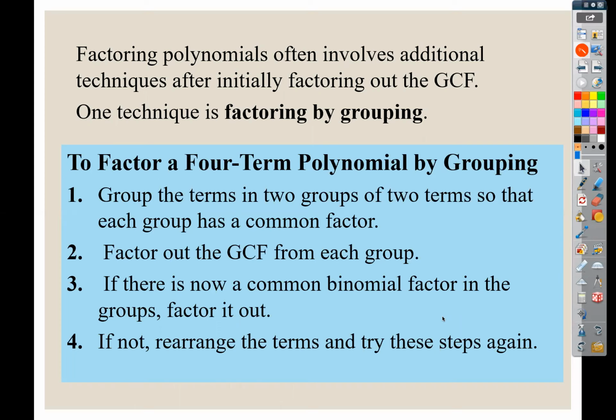Group the terms in 2 groups of 2 terms so that each group has its own factor. Factor out the GCF from each group. If there is now a common binomial factor in the groups, factor it out. If not, rearrange the terms and try again.